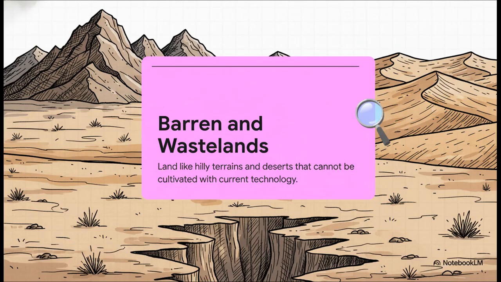So, our first major category is barren and wastelands. Think of this as the part of our bank account that is currently locked up. We're talking about rugged, hilly terrains, expansive deserts, and deep ravines. With the technology we currently have available, it simply isn't feasible or economical to bring this land under cultivation. It's land, sure, but it's not actually productive for agriculture right now.